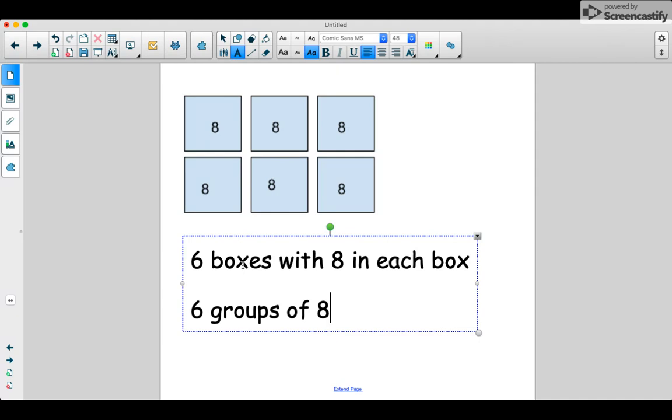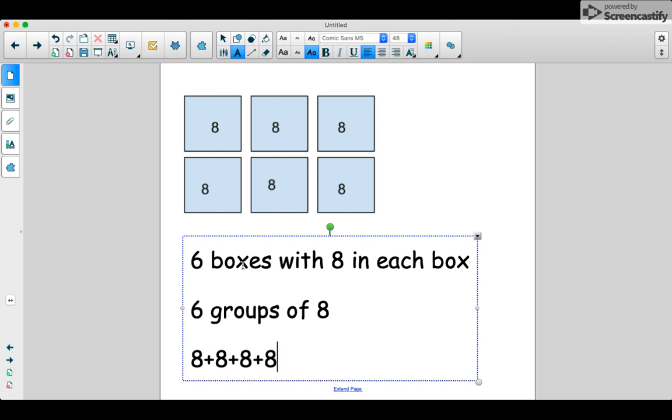Whenever I'm thinking of groups of or repeating the same number over and over, I'm thinking of multiplication. It looks like right here I have 8 plus 8 plus 8 plus 8 plus 8 plus 8. So 1, 2, 3, 4, 5, 6. I can also write that as 6 times 8 because I have the number 8 6 times. So multiplication is really just repeated addition.